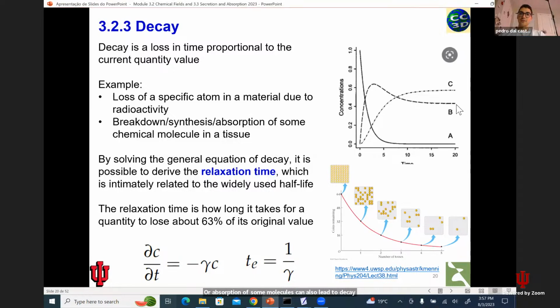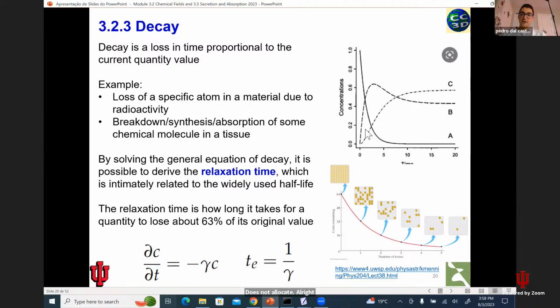So, for example, I have this graph here, the upper graph. We can see that molecule A, species A, decays. We can also see that species B is synthesized but starts decaying as well. So this is also a decaying behavior. And we can also see that species C does not decay. All right.